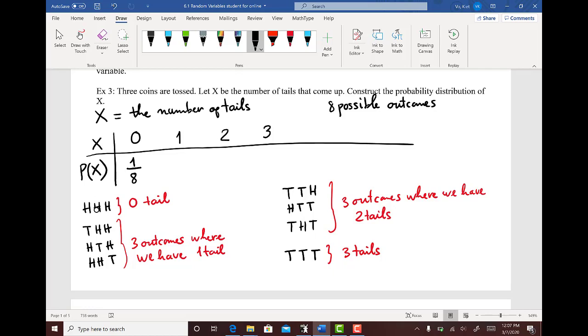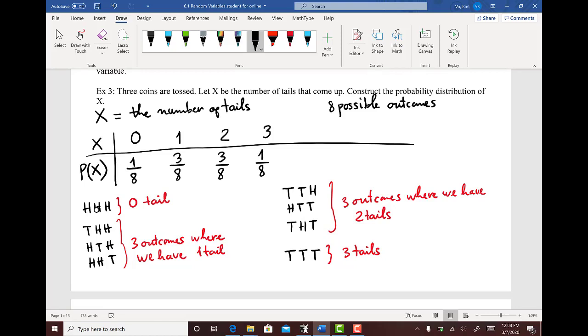Well, if you look at the possible outcomes that we have, there are 3 outcomes where we have 1 tail. So that's going to be 3 out of 8. So the probability of getting 1 tail is going to be 3 out of 8. Similarly, the probability of getting 2 tails is also 3 out of 8 as well. And last but not least, the probability of getting all 3 tails is going to be 1 out of 8, because there's only one outcome that would give us 3 tails.